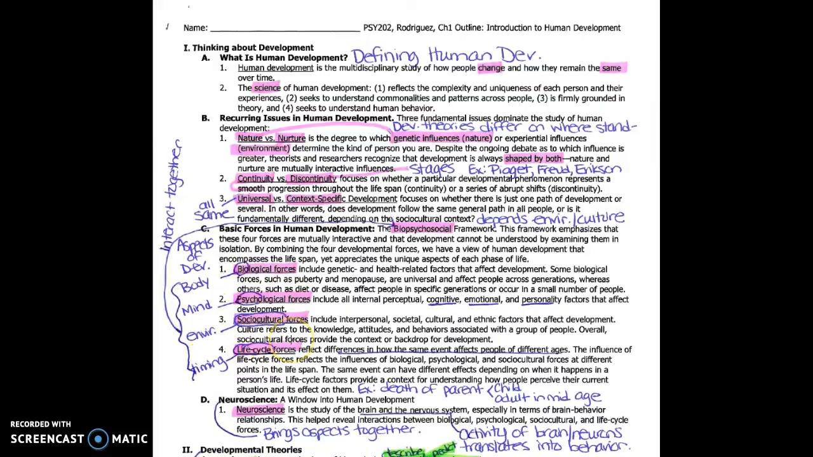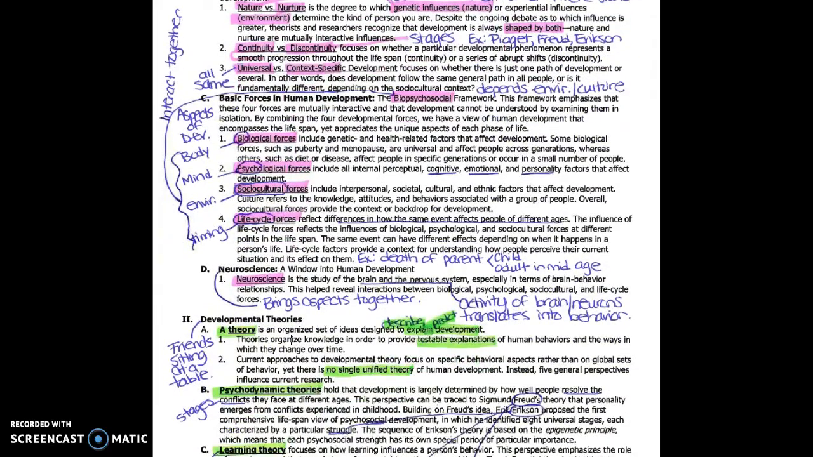All right, let's move down to the basic forces of human development. We're going to be using the biopsychosocial framework for understanding human development, which means that we're going to be looking at the biological forces, so the development that's happening within our body, the psychological, so the things that are happening in our mind. We're going to look at how we develop cognitively, emotionally, how our personality develops throughout the years. We're also going to look at the socio-cultural forces, so stuff that's happening in our environment that then impacts our development, as well as we need to consider the timing of certain events in our life.